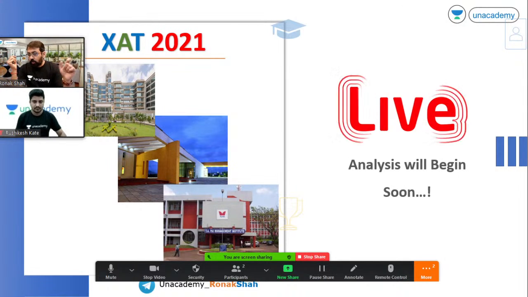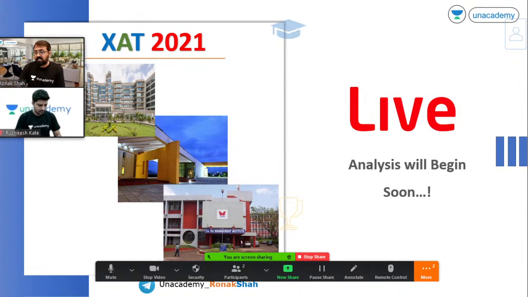Okay, Rashika has come up with the first feedback. Overall, it was a good paper, Rashika. Compared to last year, I am sure you must have attended the Unacademy previous year question paper analysis. So how was your take compared to last year? Was it difficult, easier? How's the paper, Rashika? If you can just quickly tell us.